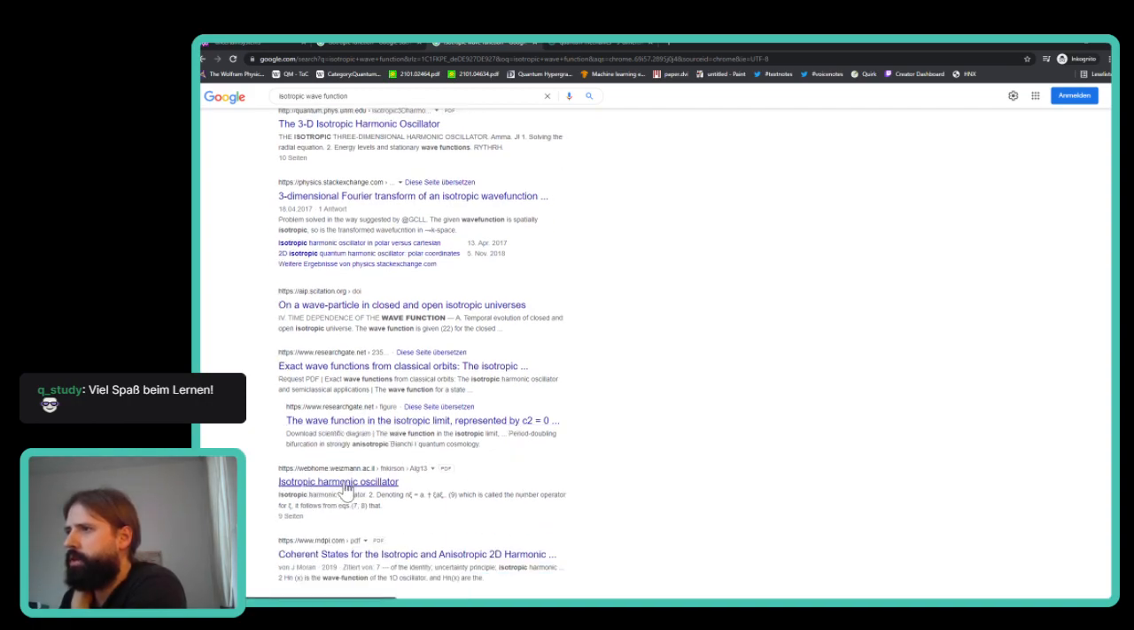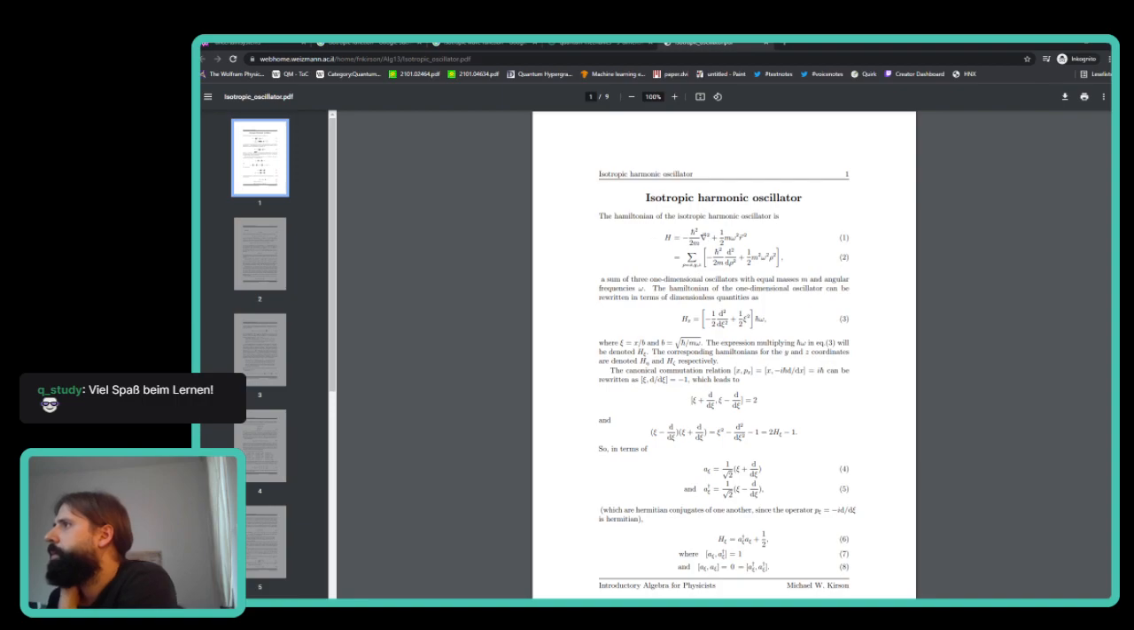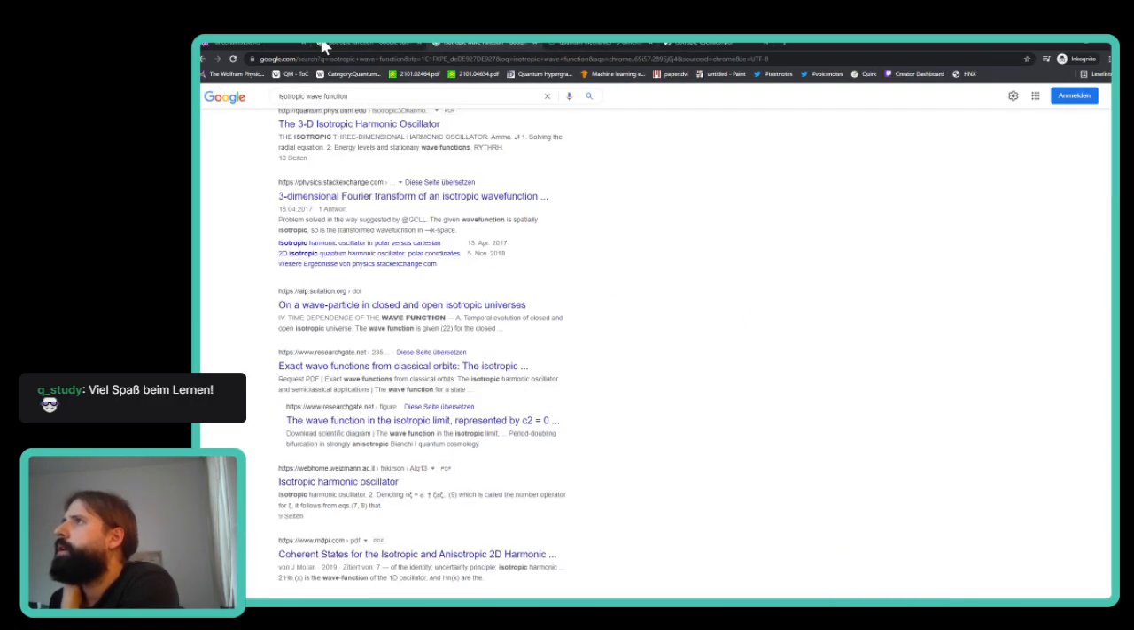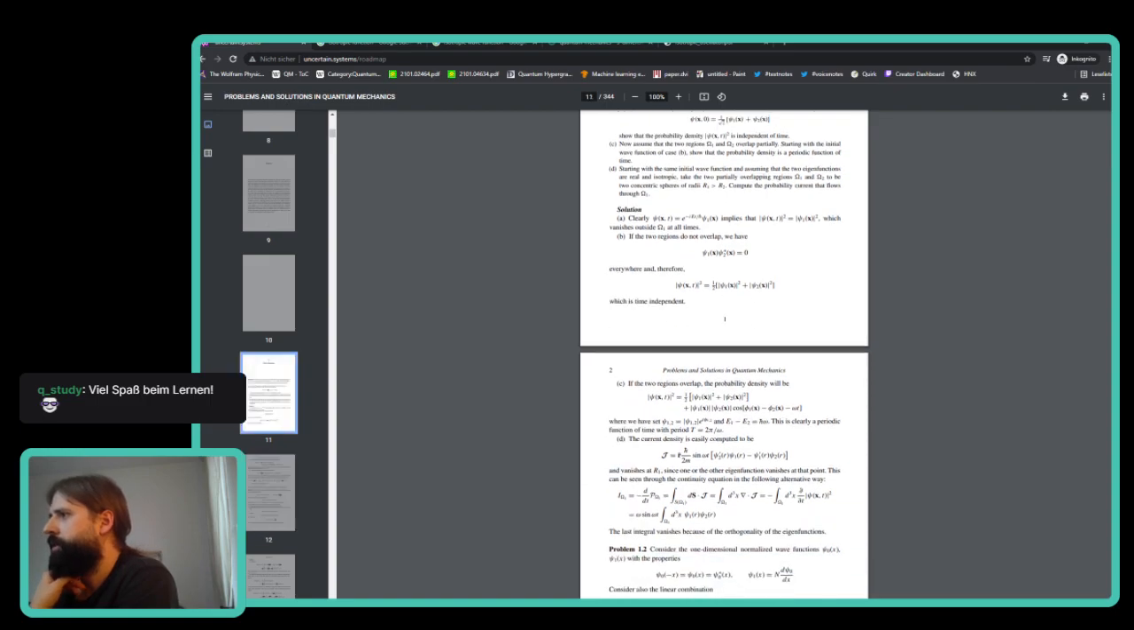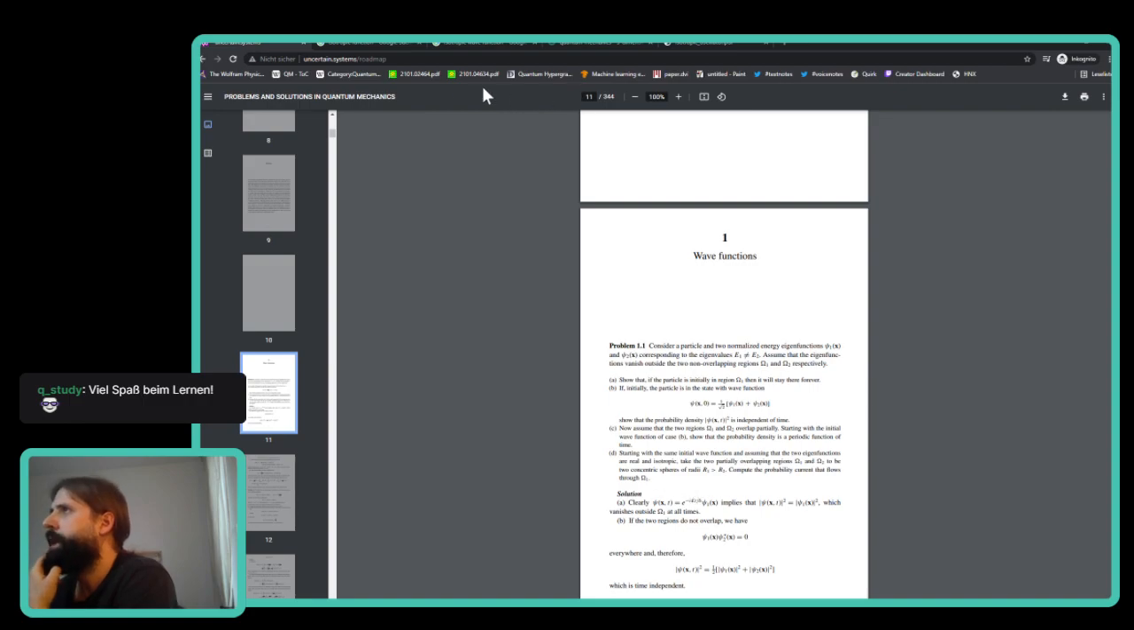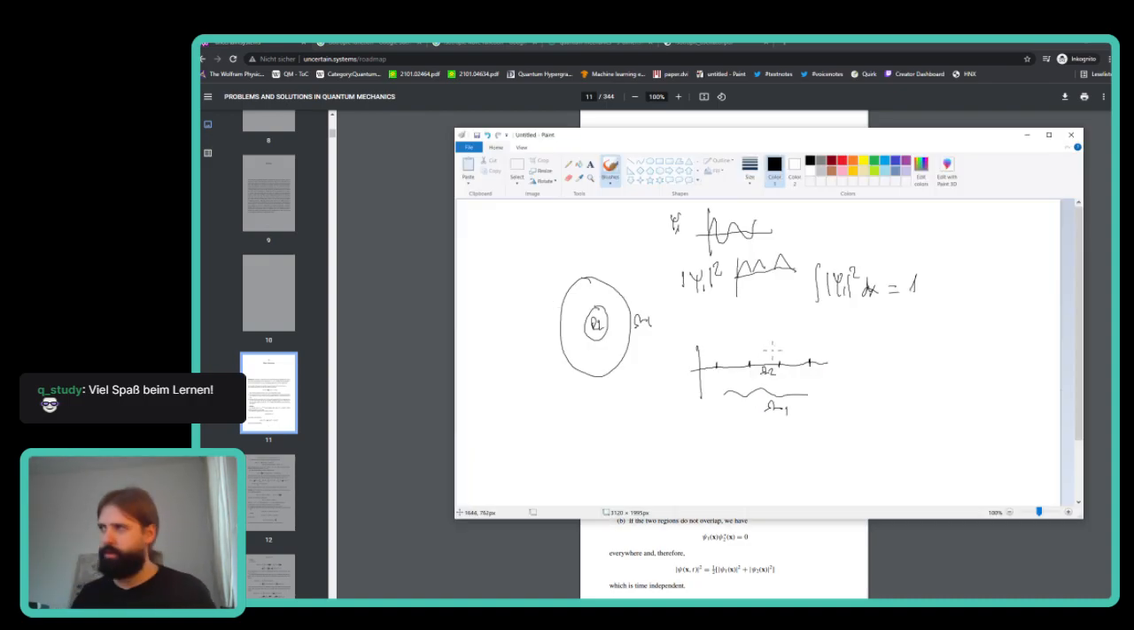Isotropic harmonic oscillator. Let's see. The Hamiltonian of the isotropic harmonic oscillator is the following. Yeah, I don't know. It's complicated, because it's definitely going to make the integration easier, right? But I just don't know exactly how. I don't want to take a look at the solution. But again, let's go back. I guess the fact that they're isotropic probably means they just have the same shape. So I don't know.